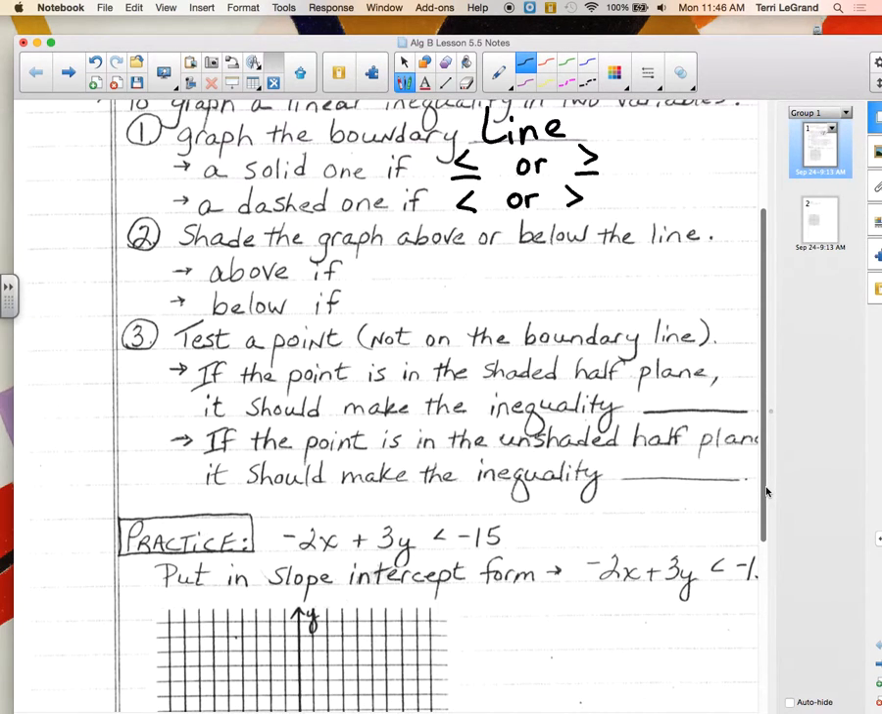We can generally keep this rule of thumb, even though we're always going to do a test point: we shade the graph above or below the line. When do you think we're going to shade above the line? When it is which symbols? Is greater than. If we have is greater than or is greater than or equal to, our shading should end up above the line. It should be below the line if we have the is less than symbol or is less than or equal to.